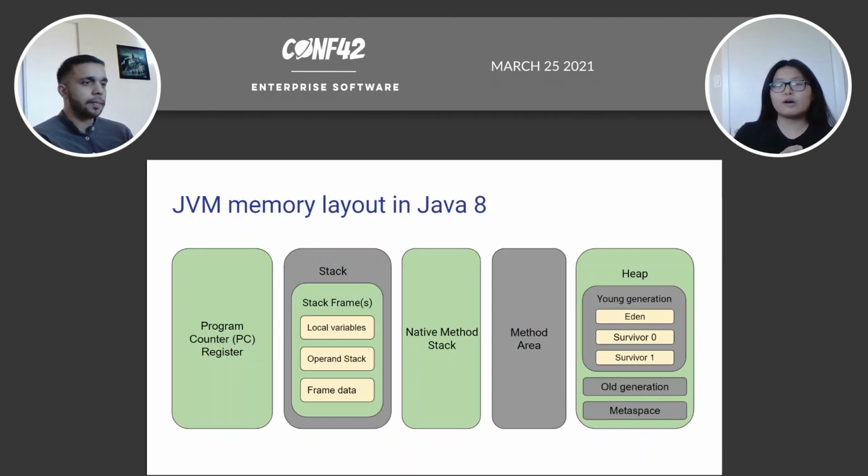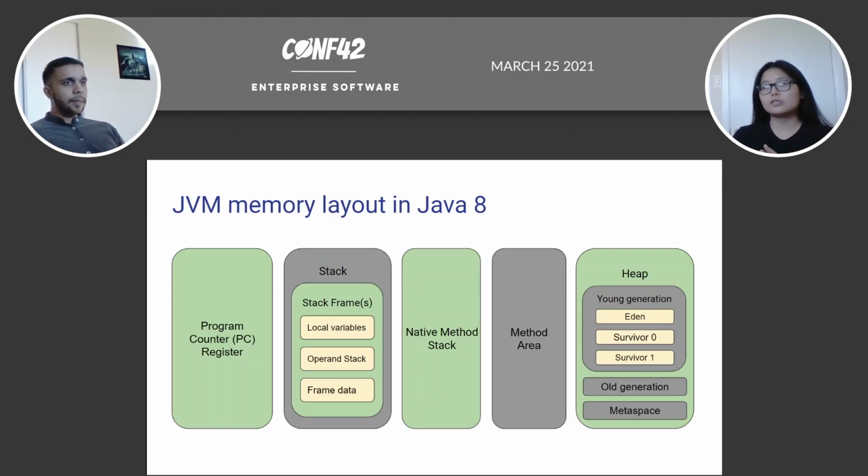And then we have the survivor spaces, and the survivor spaces contain objects that have survived at least 1 GC cycle, or garbage collection cycle. Inside the heap, we also have the old generation, and the old generation is where the objects that have survived multiple GC cycles are stored. Then we also have the metaspace, and the metaspace is where we store class level information, and this is where the method area is located.